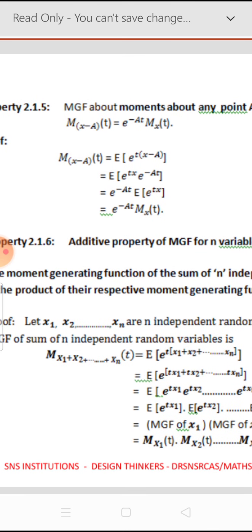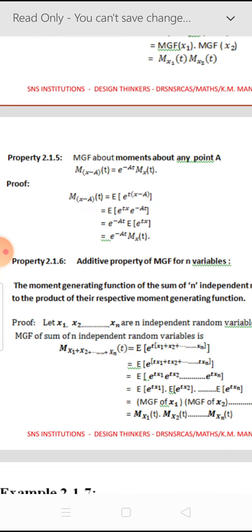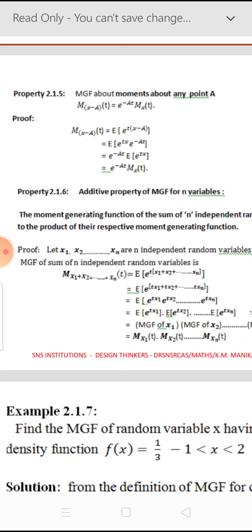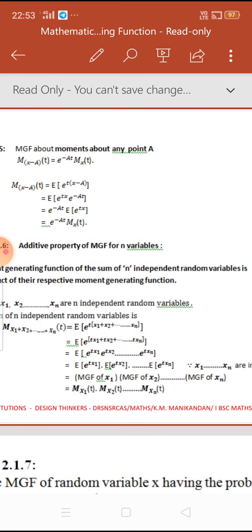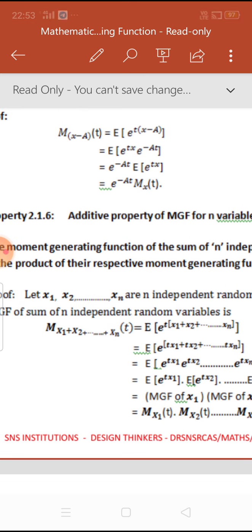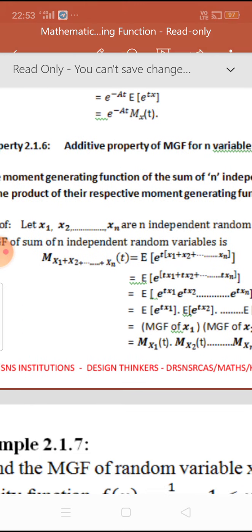Similarly, the additive property of the moment generating function can be extended for n random variables. The proof we have seen for 2 random variables, and the property can be extended for n random variables. The proof is also similar to the 2 random variables proof. We have to show that the moment generating function of the sum of the n independent random variables is equal to the product of their respective moment generating functions.